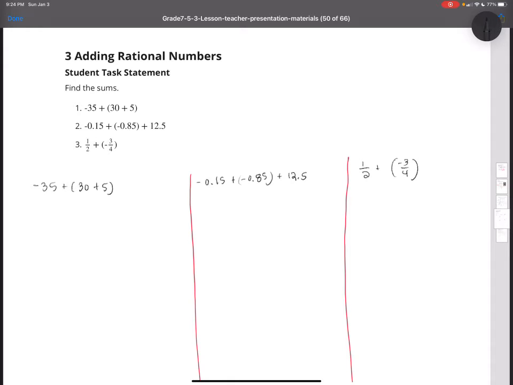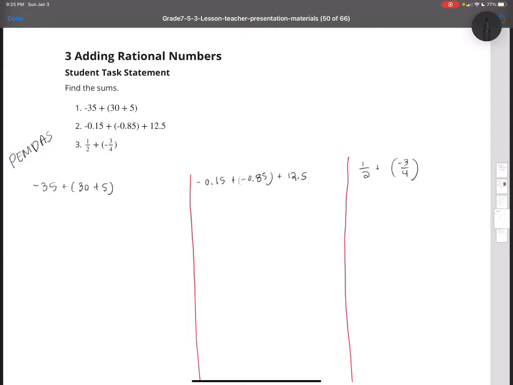Negative 30 plus open parentheses 30 plus 5. Now, I know we didn't talk about this just yet, but I want to talk about PEMDAS. PEMDAS is the order of operations. The P stands for parentheses, the E stands for exponents, M stands for multiplication, division, addition, or subtraction. It basically tells us how to solve an equation or evaluate an expression. Basically, which one should you solve first?